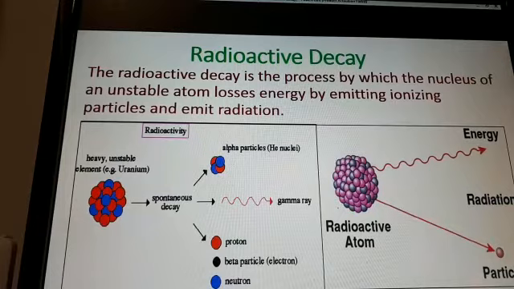Radioactive decay is the process by which the nucleus of an unstable atom loses energy by emitting ionizing particles and radiation. This radioactive decay is the breakdown of unstable nuclei. It is a random process with a constant probability. Parent nuclei undergoing radioactive decay produce a huge amount of energy in the form of heat and light, and particles are produced. If an isotope is radioactive, it has an unstable arrangement of neutrons and protons in the nucleus. That is why it undergoes radioactive decay.